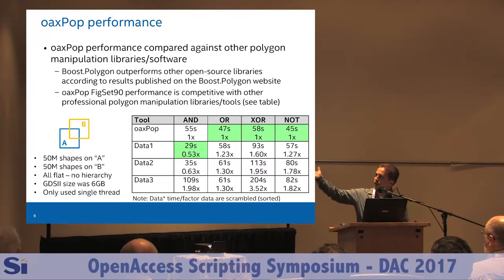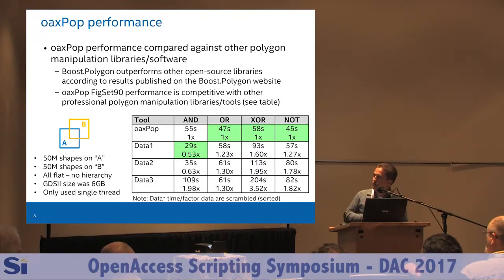And what I did was I highlighted the best performance out of the set for the primitive operations: OR, AND, XOR, and NOT. And as you can see, oaxPop was the fastest performance in all categories except for the AND, but at least with a few there. But I think the takeaway here is that it is competitive. It's able to do what it needs to do very quickly.